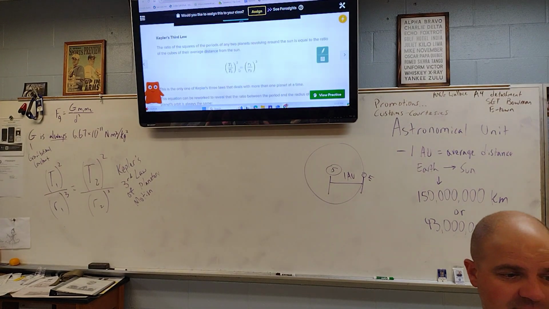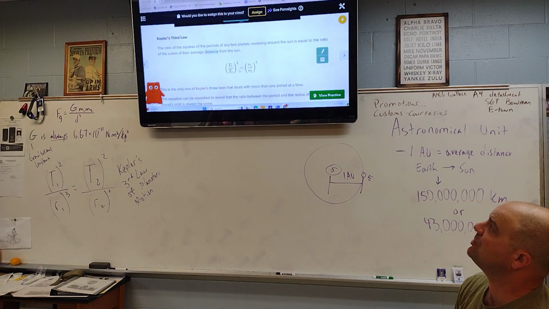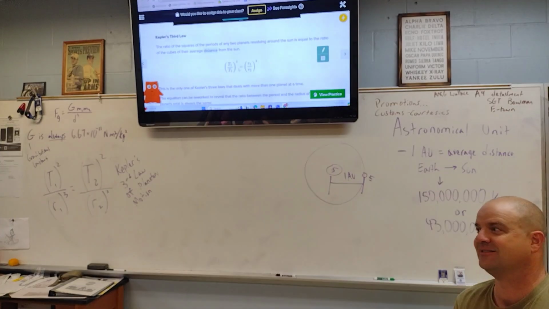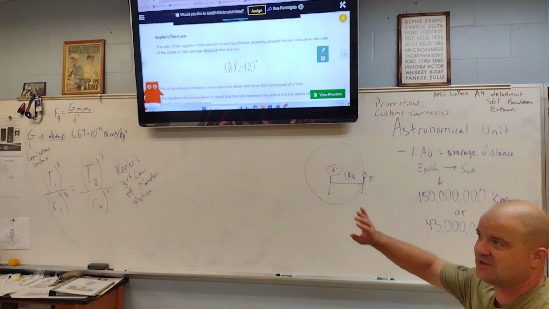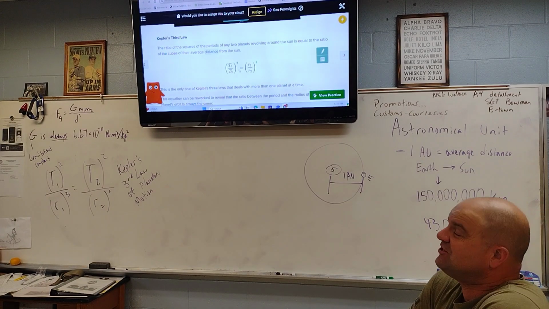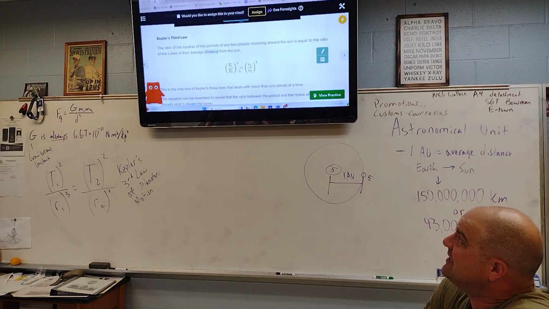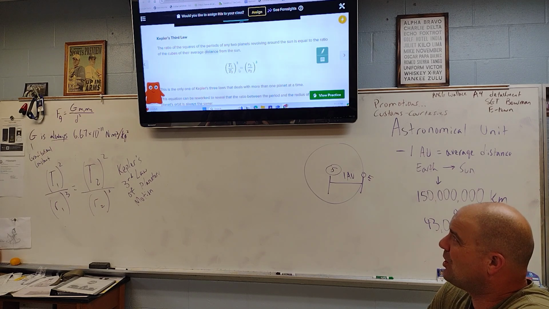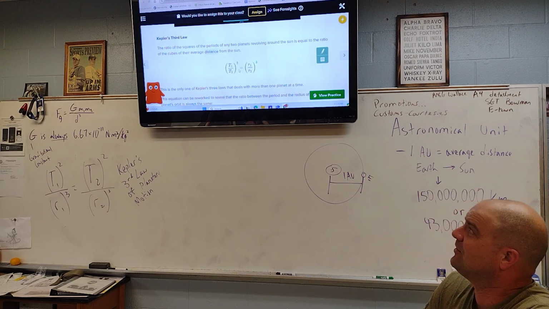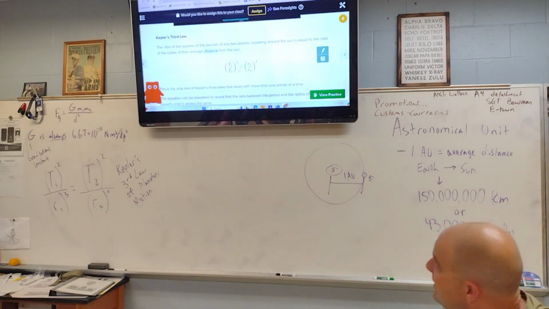Kepler's third law. Here we go. Guys, we're just reading through this. It's going to sound complicated, okay? But I'm going to read through it, and then we're going to demonstrate it. The ratio of the squares of the periods of any two planets revolving around the sun is equal to the ratio of the cubes of their average distance from the sun.